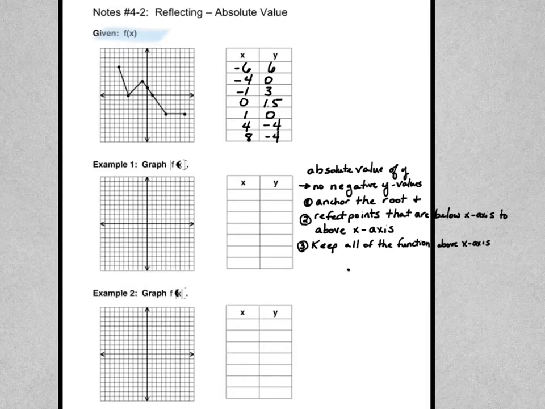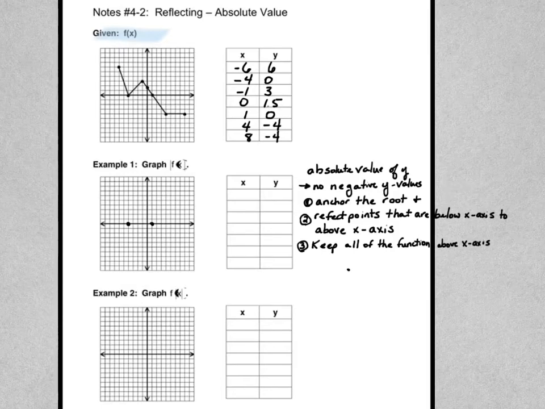So let's look at what that means. We're going to graph it first, and then we're going to list some points. So it's kind of opposite of what we did before. Looking at your original function, where are the roots? The roots are on the x-axis, so one of them is at -4, 0, right there. And one of them is at 1, 0. Those are your roots.